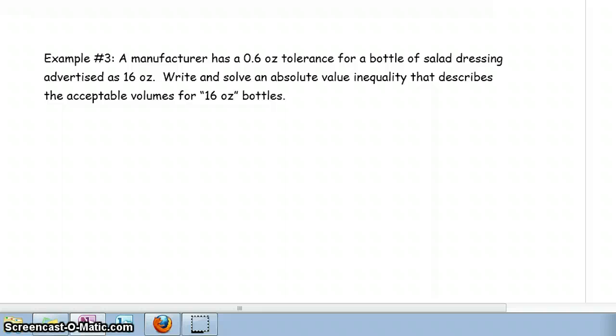So because these salad dressings are filled through machinery, there has to be an error allowed so that the person that is creating these products is not getting in trouble for false advertisement. And for a salad dressing that's 16 ounce, this would be ideal because it says that it's 16 ounce, that the bottle's actually 16 ounce. But a manufacturer has a tolerance level of 0.6 ounce.